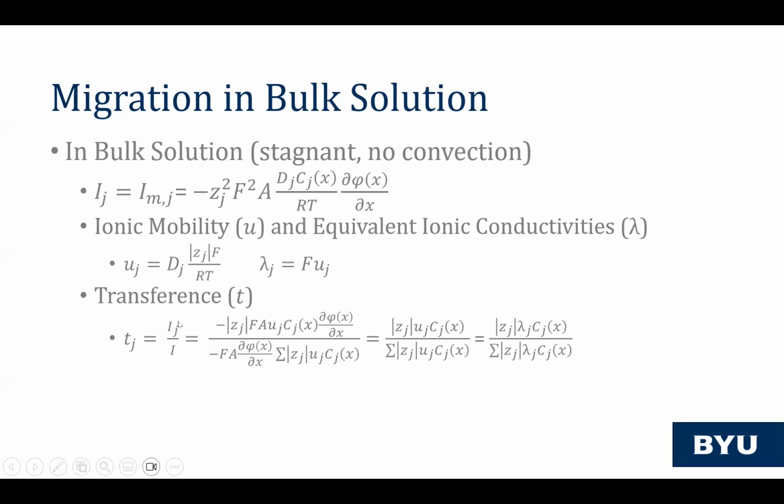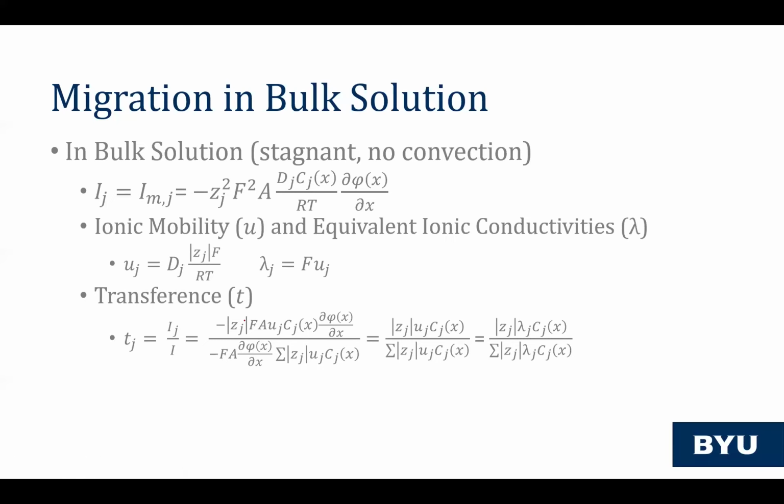So the current of species J over the total current is the definition of my transference. That's going to be equal to the absolute value of my charge times my Faraday's constant times the area of my electrode times the mobility of my species J, the concentration of species J, and the potential gradient. In the denominator, I've pulled out all of the non-species specific things, and then we have a summation term summing up all of the species in the solution so that we get the total current.